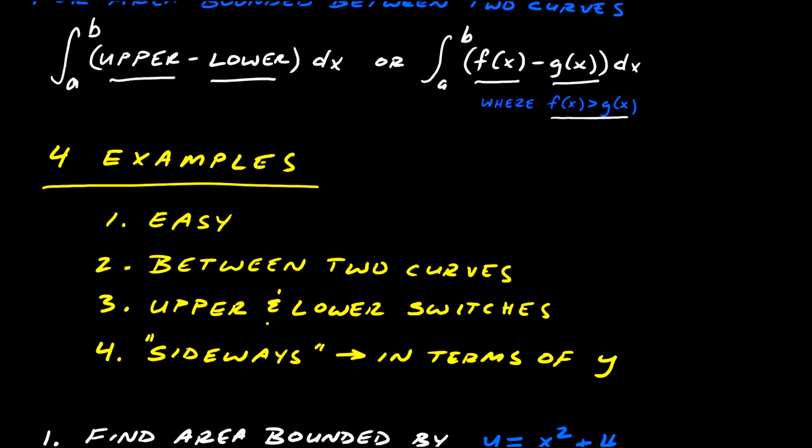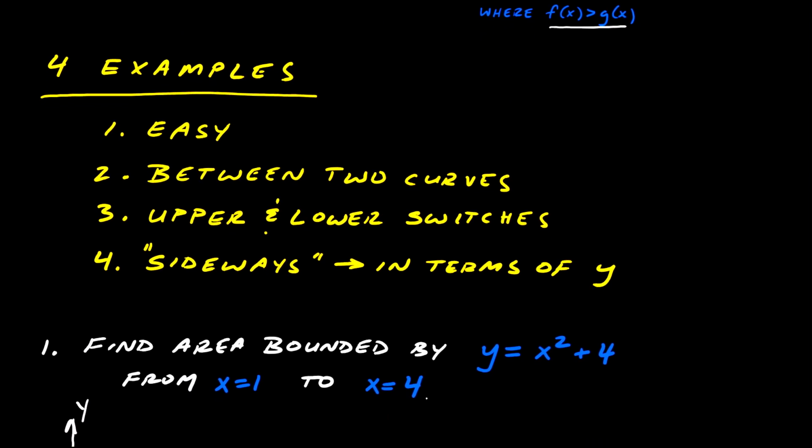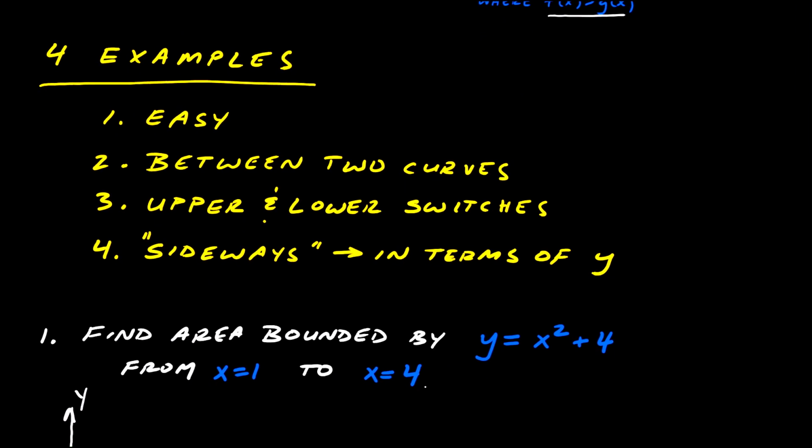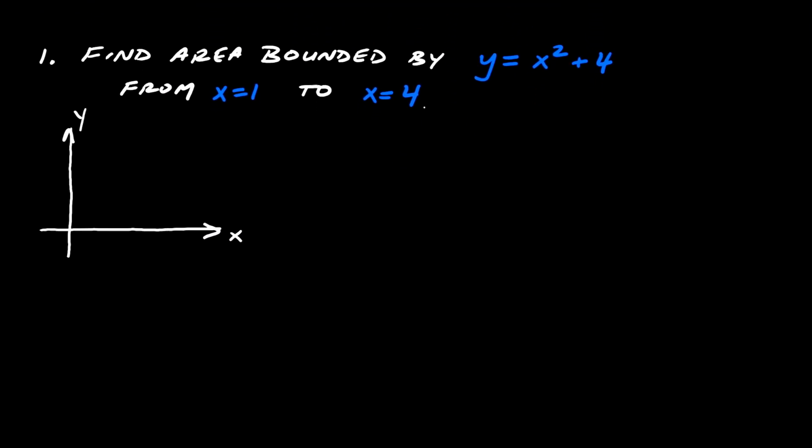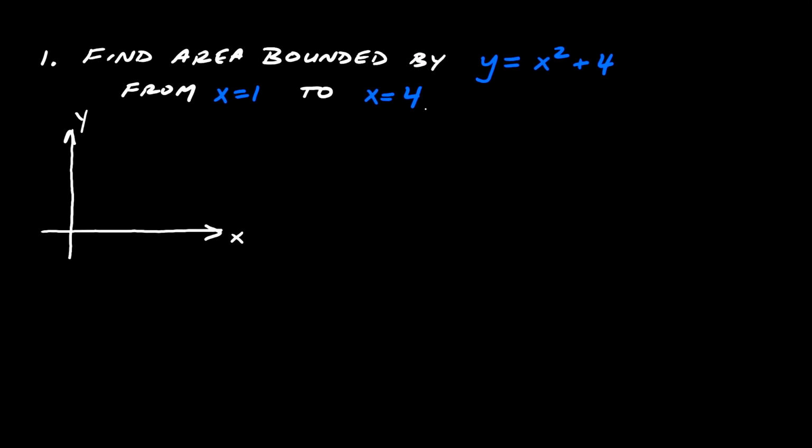We're going to look at 4 examples. We're going to look at an easy example, between two curves, where upper and lower switches, and then a sideways. In other words, we'll have things in terms of y. So here's our first example. We're finding the area bounded by y equals x squared plus 4 from 1 to 4.